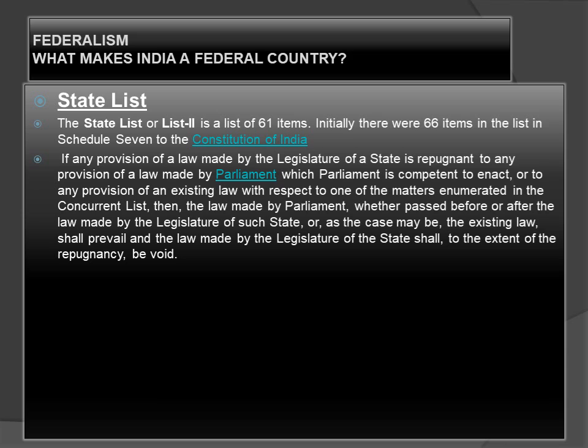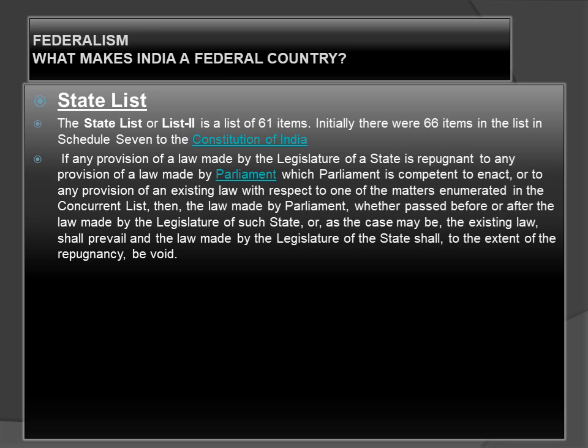Okay, previously we discussed the union list. Under the union list, there are defense, currency, foreign affairs, even the naval or air force and other things mentioned in the union list that have a direct connection with the central government, who are running the governance at the higher level and have authority over these spheres of the political structure of India.